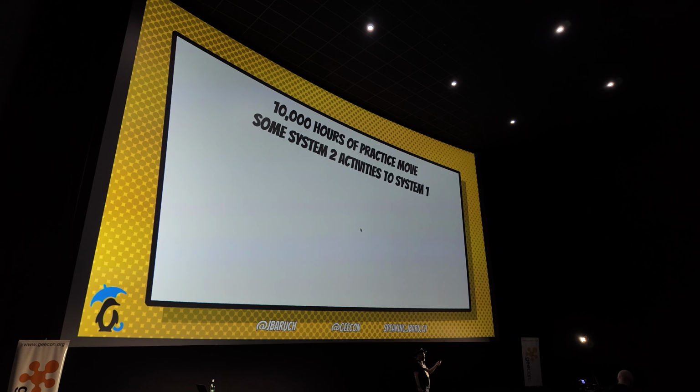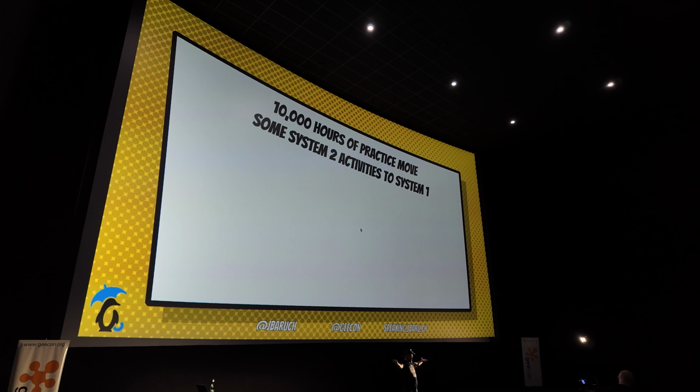I can tell you about myself. Sometimes I go somewhere and I'm so much on System 1 that I wonder, hey, where am I? Why am I here? Because System 1. So definitely practice moves some activities from System 2 to System 1. Is writing code one of them? Because if it was, we're all experienced developers. We should definitely be able to write code with System 1.